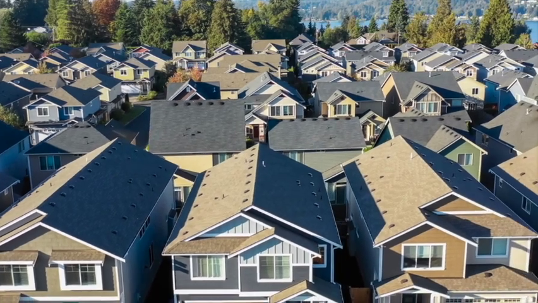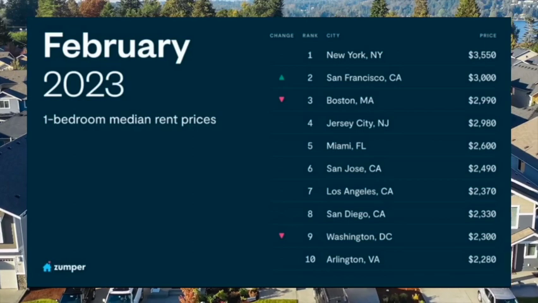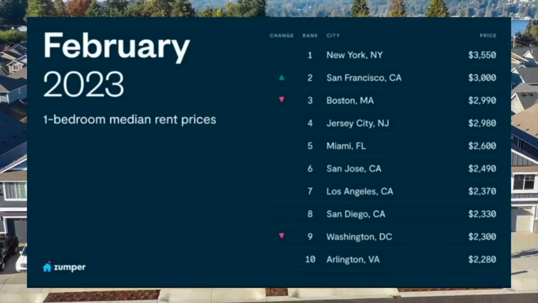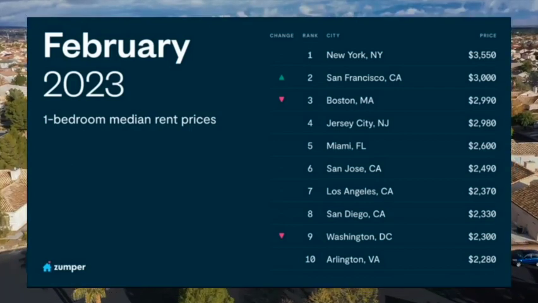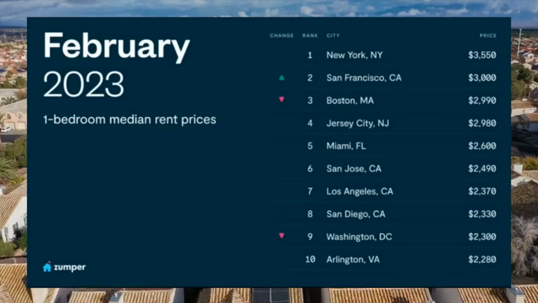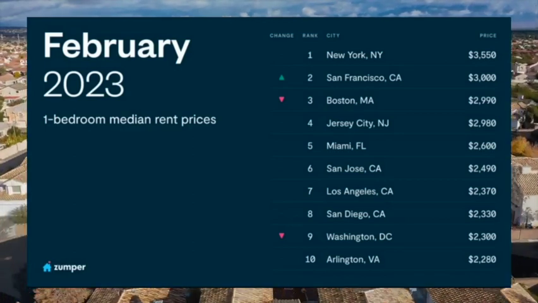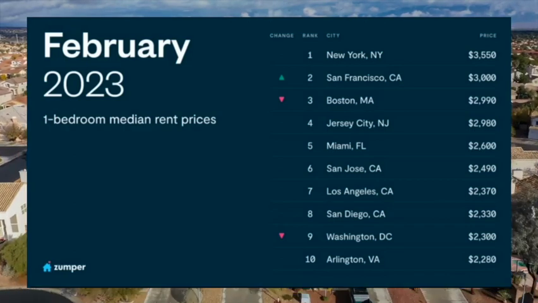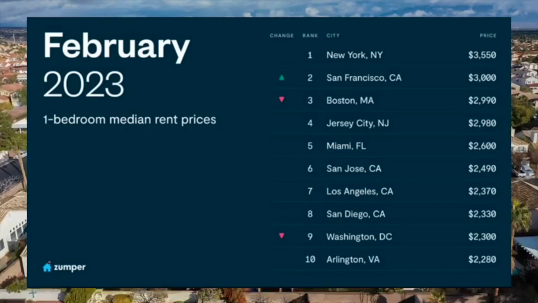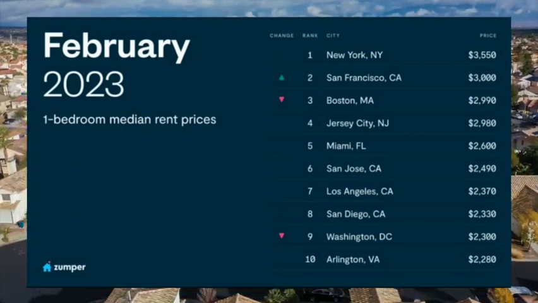Lastly, let me show you this one. These are the top 10 most expensive rental markets for one-bedroom apartments. 10. Arlington, $2,280 per month. 9. Washington, D.C., $2,300 per month. 8. San Diego, $2,330 per month. 7. Los Angeles, $2,370 per month. 6. San Jose, $2,490 per month. 5. Miami, $2,600 per month.